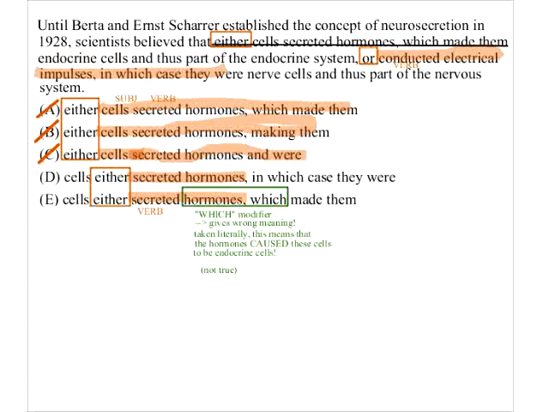So, according to this, you've got hormones made them endocrine cells. That would literally mean that the hormones caused them to become endocrine cells, and that doesn't make sense, because they would have to be endocrine cells already to be hormones. So, okay. Does that make sense? Smiley face if that makes sense.